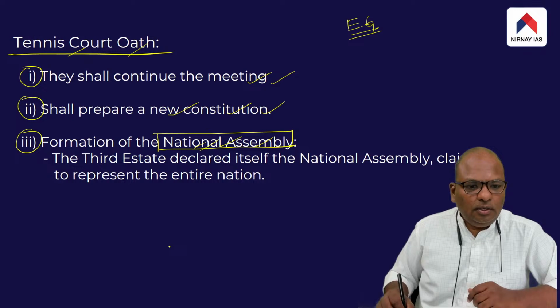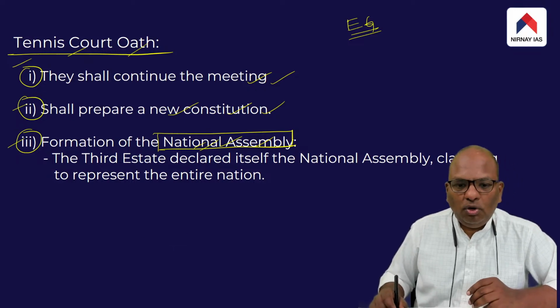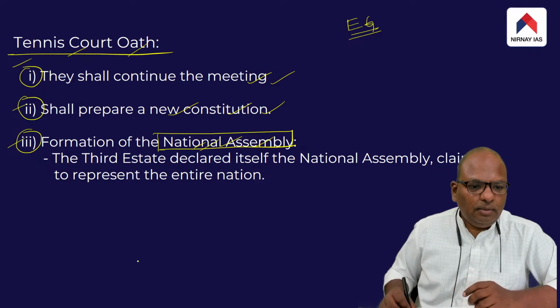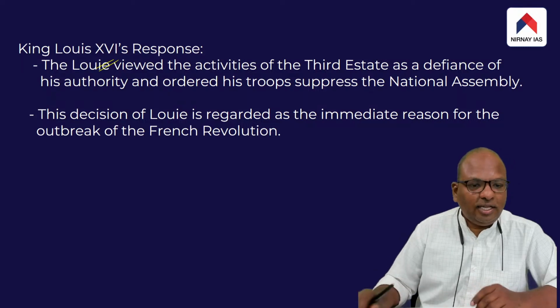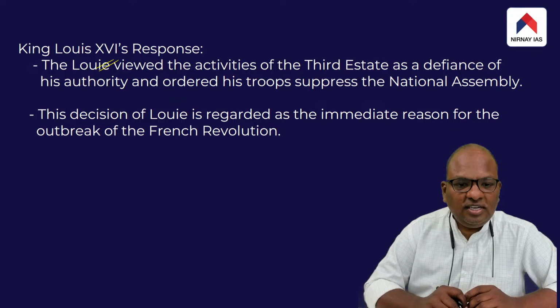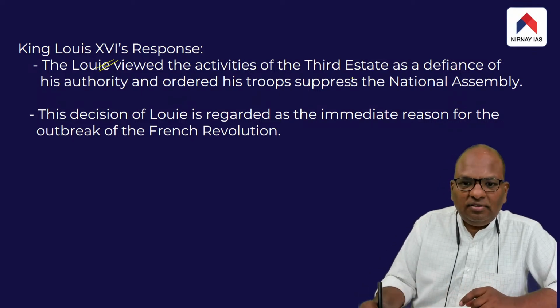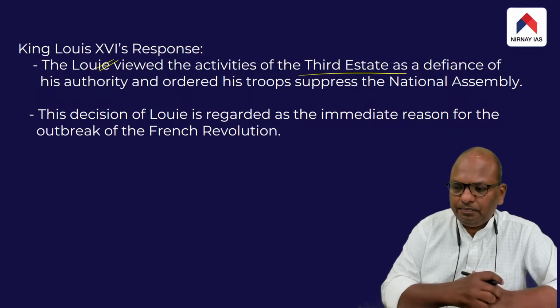That's the point. So these were the three decisions taken in the Tennis Court Oath. But what was the reaction of the king? Basically, Louis XVI, the king of France, the ruler of France, viewed the activities of the Third Estate as a defiance of his authority.